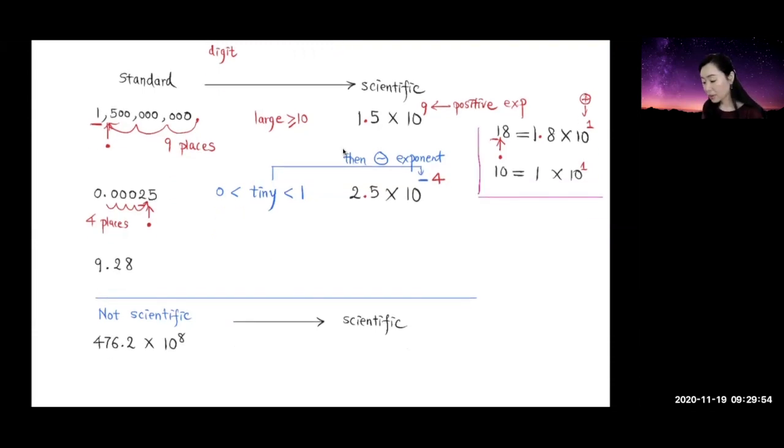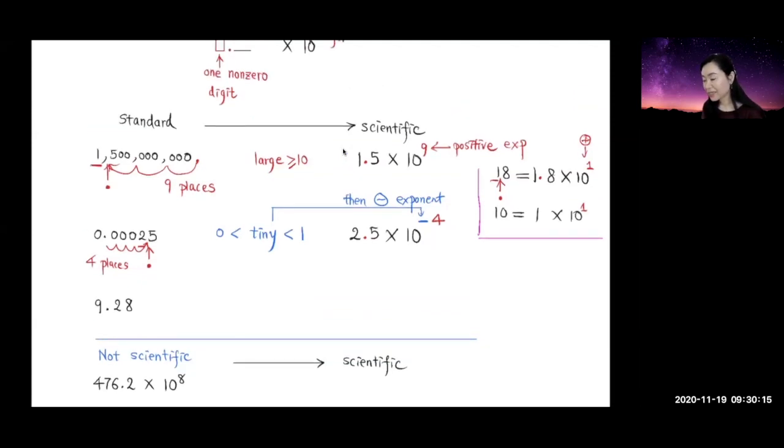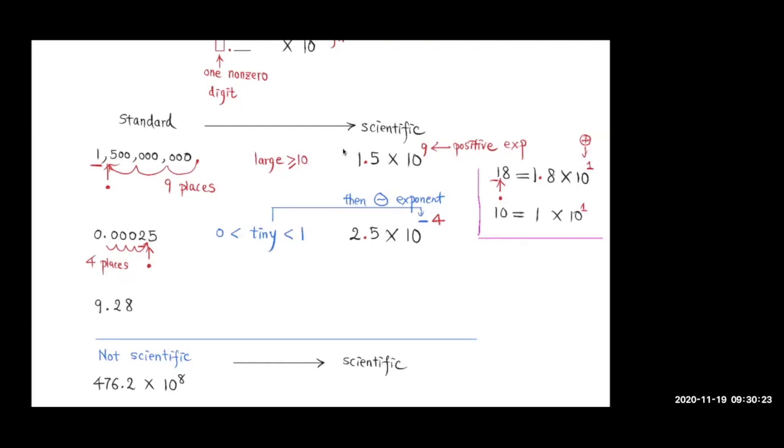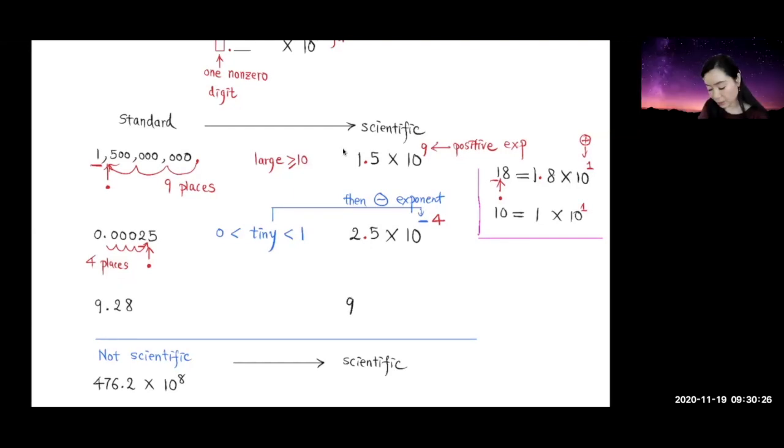All right. Now you might ask, what about between 1 and 10? Say 9.28. How can you represent this using scientific notation? Well, this number over here is between 1 and 10. It is already certified that, remember, the first part of the scientific notation is a number between 1 and 10, right? So this will be just right. You have 9.28, just the number itself.